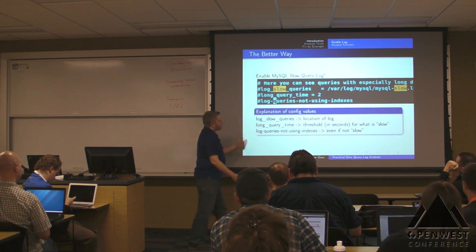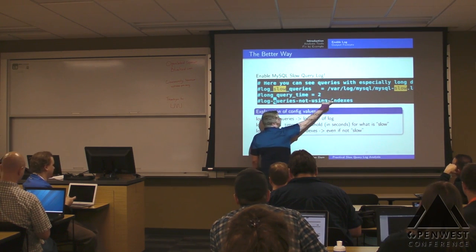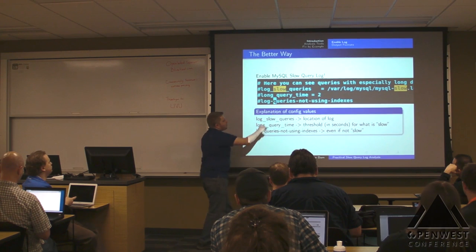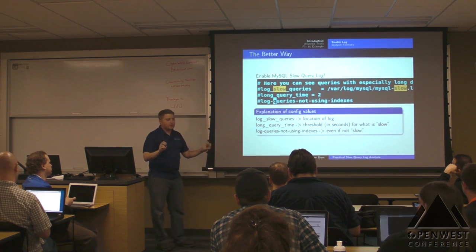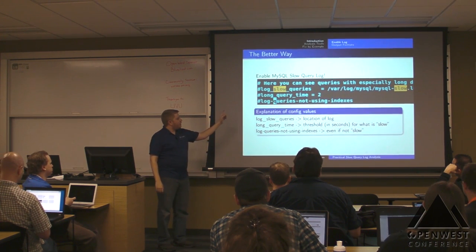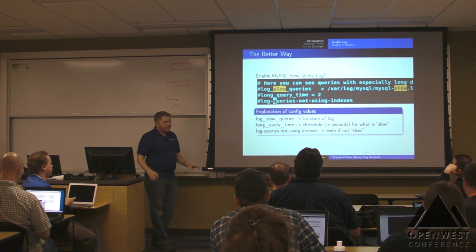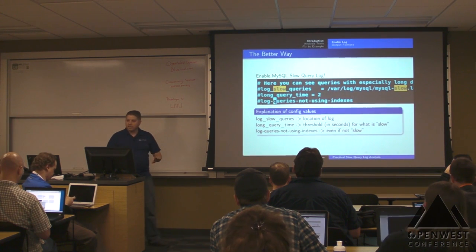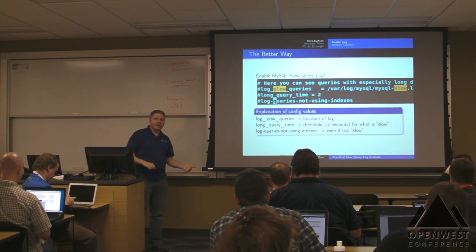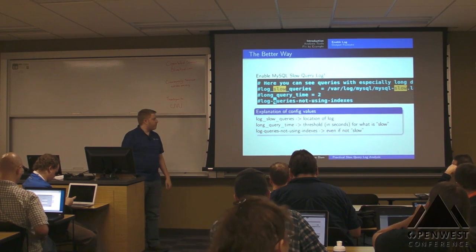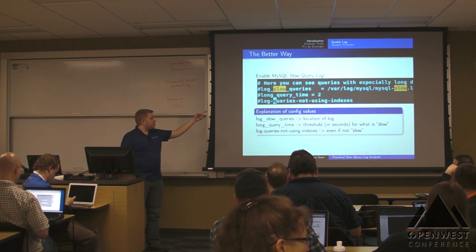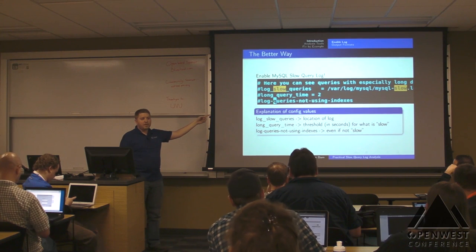So the three things going on here are: what's my file name, where am I going to store it, what's the length of query time that I consider slow, and an additional little thing that says, even if it doesn't meet my threshold, if it didn't use any indexes, I want to log that too. We prefer to use indexes. Default here is 2 seconds. A lot of people like to use 2 seconds.